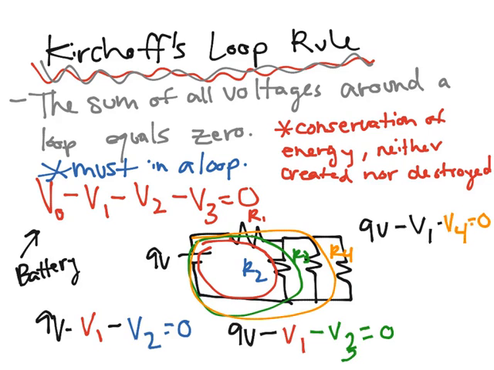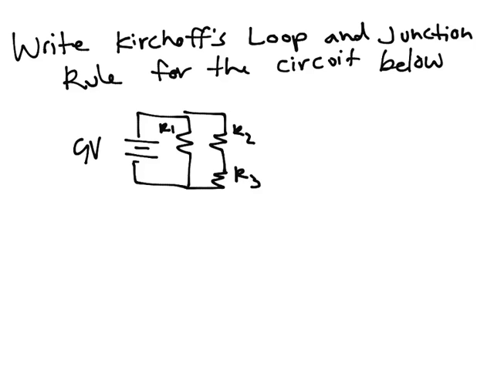So I'm going to give you a practice problem on the next page. Please attempt it on your own, and then you'll stay for the answer. Alright, so write Kirchhoff's loop and junction rule for the circuit below. So it's a 9-volt battery. We'll be mostly working with a 9-volt battery with 3 resistors. Alright, so please try to write the Kirchhoff's loop and junction rule.